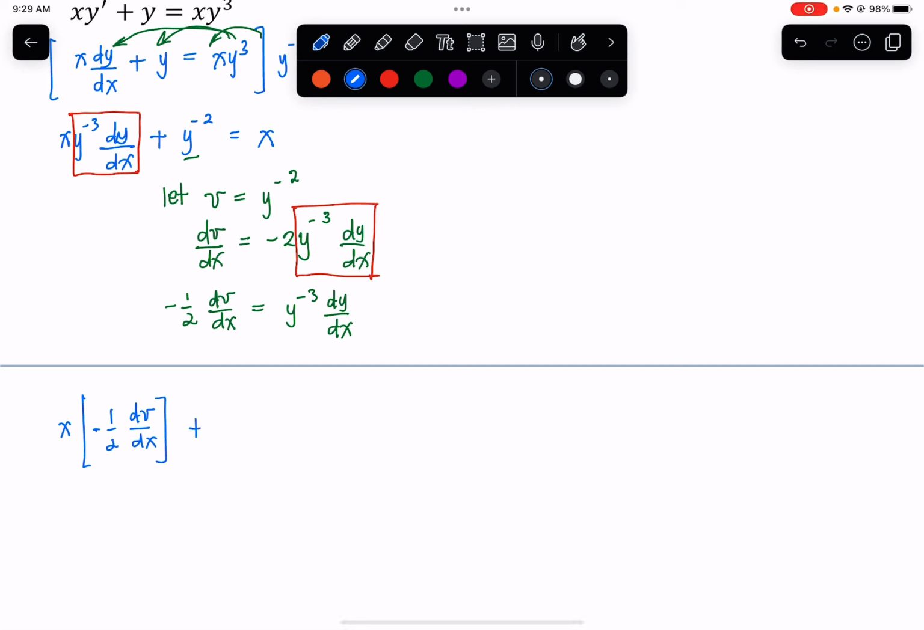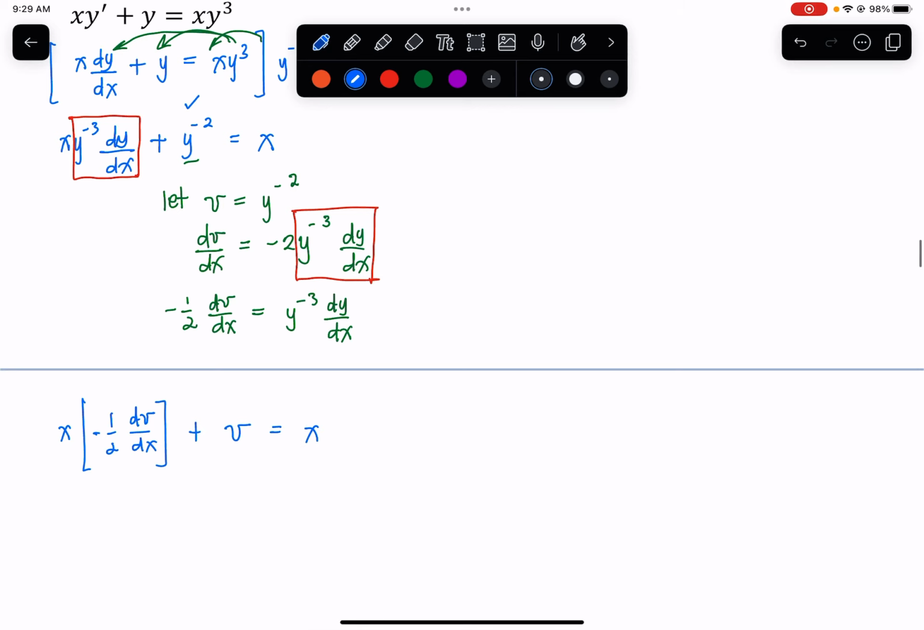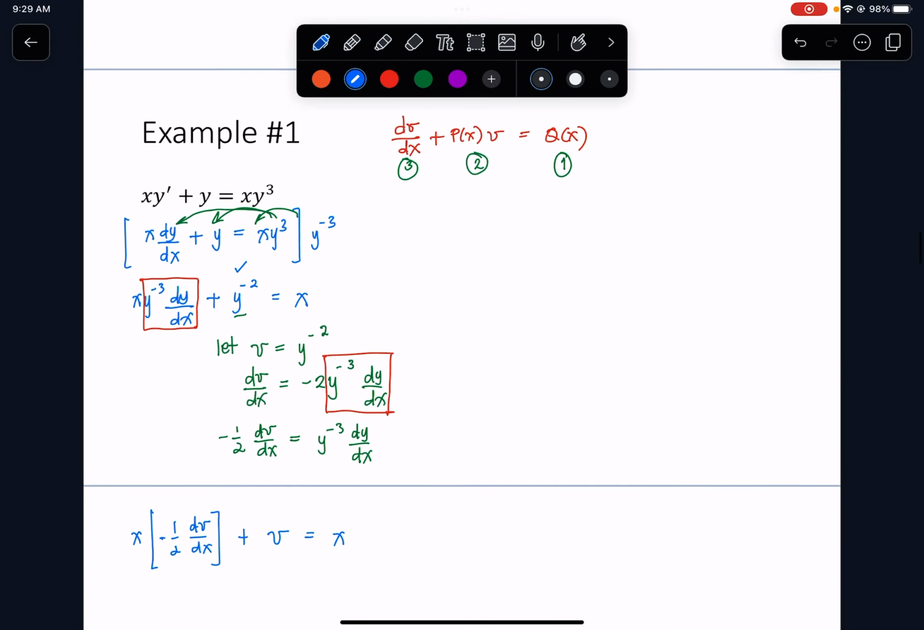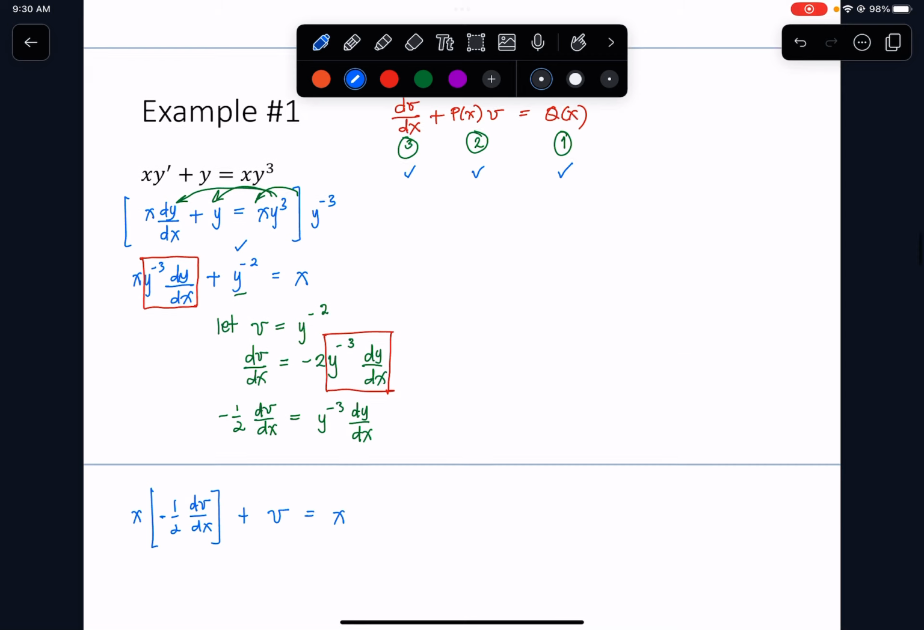And then plus, I'm going to change this one, y raised to negative 2, into a v. Okay, and that would be equal to x. So as you can see here, we are now done with the first step, which is a function of x alone. And then for the second step, we do have v now. Okay, so our last approach is to remove the coefficient of dv over dx.